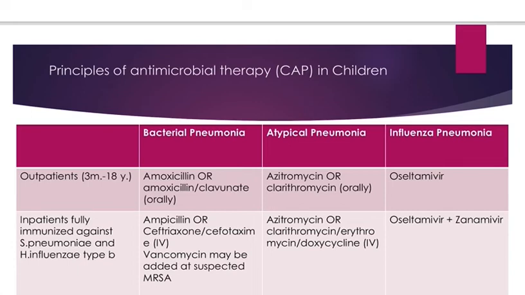In inpatients fully immunized against Streptococcus pneumoniae and H. influenzae type B, for bacterial pneumonia we use ampicillin or ceftriaxone or cefotaxime, and vancomycin may be added if MRSA is suspected. Atypical pneumonia is treated with azithromycin or erythromycin or doxycycline. We will use these intravenously. And in case of influenza pneumonia, we will use medicines like oseltamivir and zanamivir.